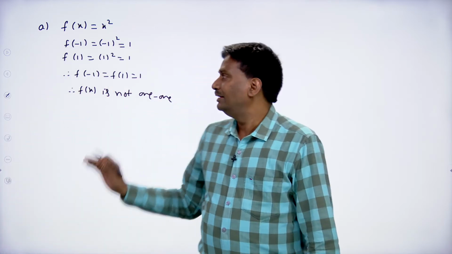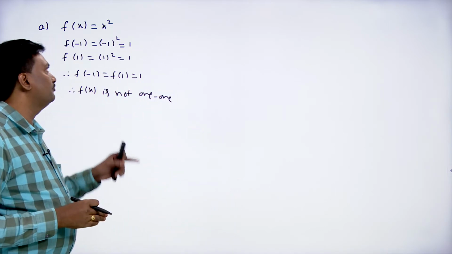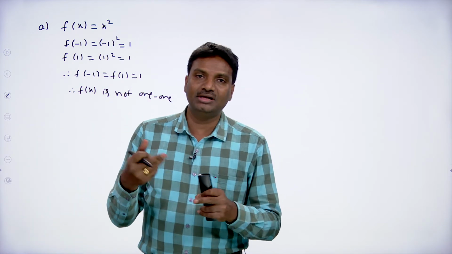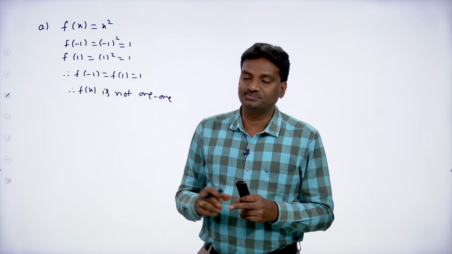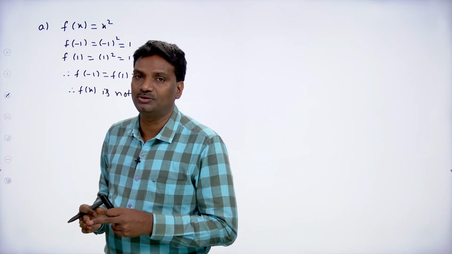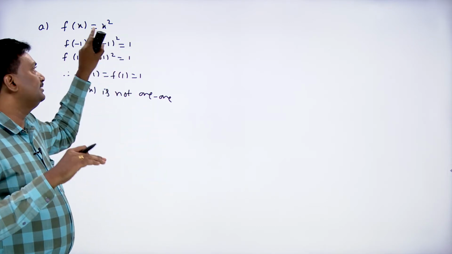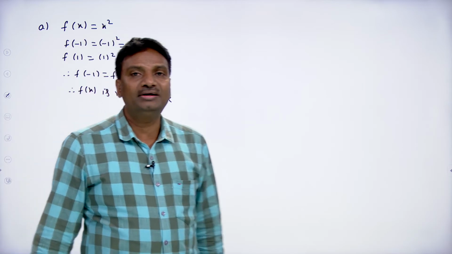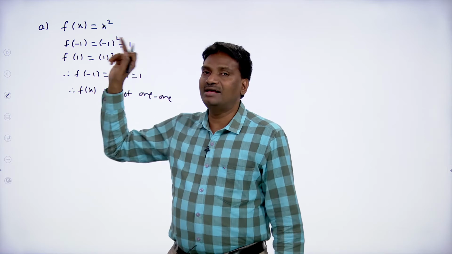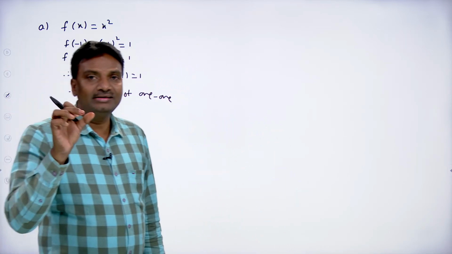Next, let us check whether f of x is an onto function or not. To check this, we can check whether range equal to codomain or not, or whether every element of the codomain has at least one pre-image in the domain. Or you may take it like this: f of x equal to y. So f of x is given as x square, so x square equal to y. So x equal to plus or minus root y.